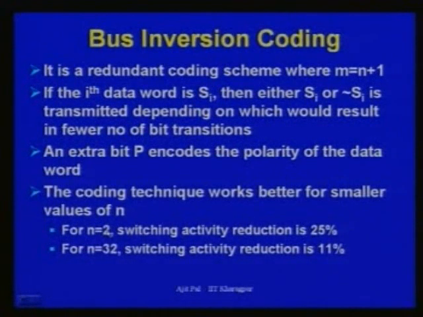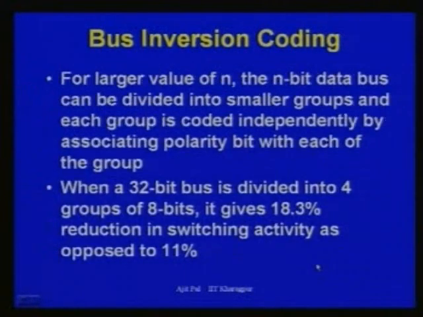when the value of n is 2, or when the value of n is equal to 32, you can have a saving of 11%. That means power dissipation can be reduced by 11%, and you can do something in between, say a 32 bit bus can be divided into 4 groups of 8 bits each, which will give you roughly 18.3% reduction in power dissipation, as opposed to the 11% reduction whenever you send the entire 32 bits along with one additional bit.